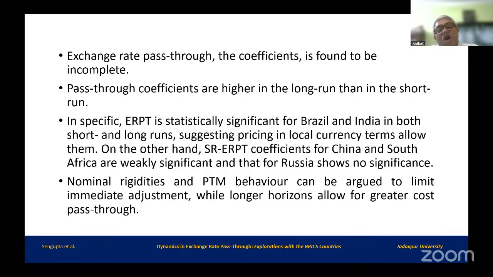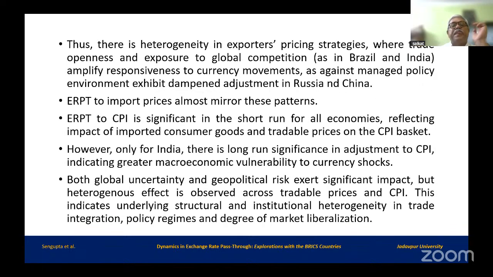On the other hand, short run exchange rate pass-through coefficients for China and South Africa are weakly significant, and that for Russia shows no significance. Nominal rigidities and pricing to market behavior can be argued to limit immediate adjustment, while longer horizons allow for greater cost pass-through. So whenever there is a cost escalation, that can be passed through over the long run.